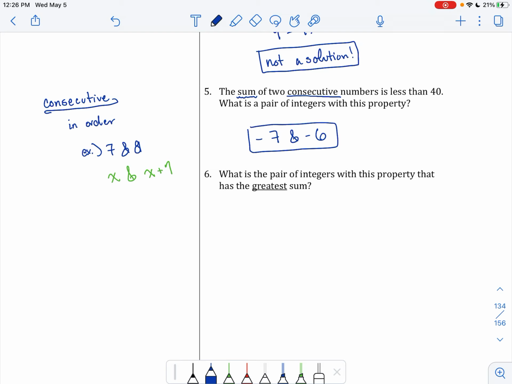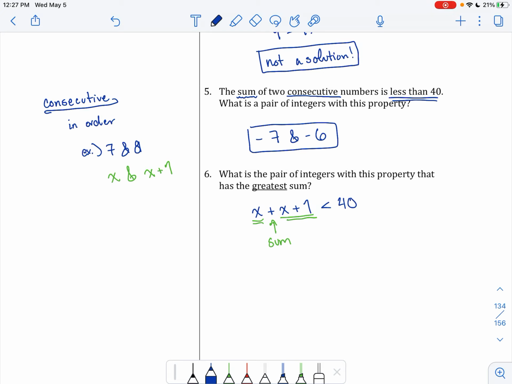Now for 6, it asks, what is the greatest pair of integers with this property? And so what you want to do is write an inequality for this. So I'm going to use this fact here, where the first number that I'm trying to find is x, and the next one is x plus 1. And it's their sum. So this would be the two consecutive numbers, and this means that it's their sum. We then know that it's less than 40. So I'm going to use the less than 40. And then this is the problem I actually want to solve.